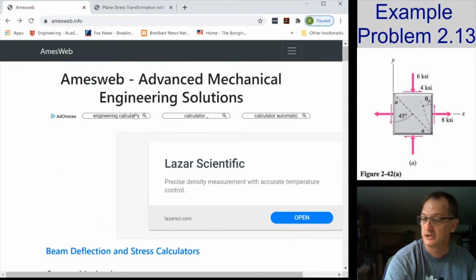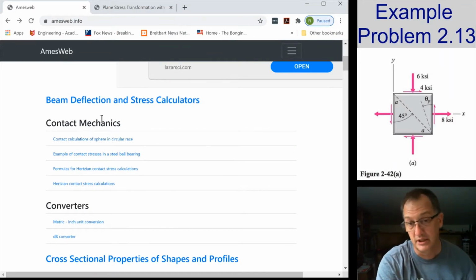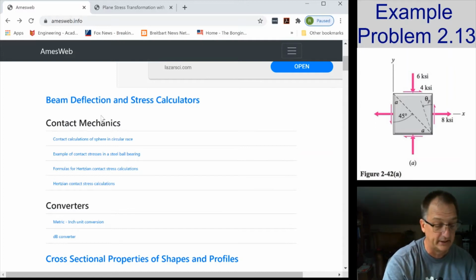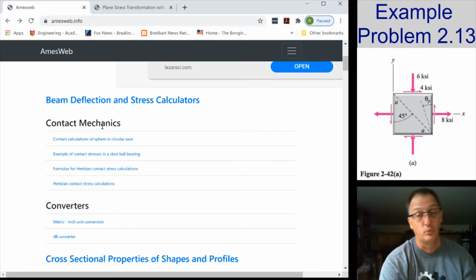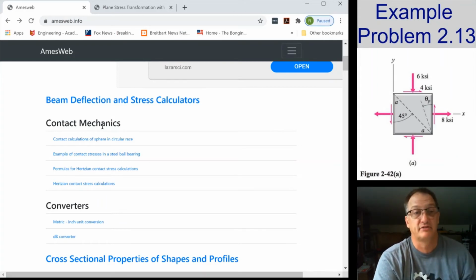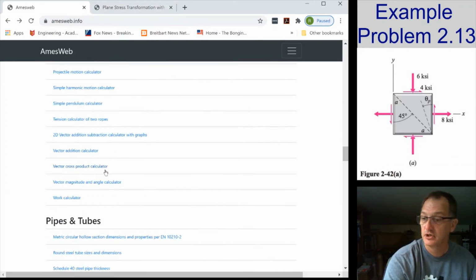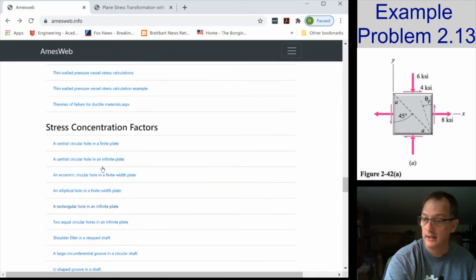Advanced Mechanical Engineering Solutions. We will visit this in 305, and we will visit this again in machine design, because they do some really good calculators. They're not rocket science. We did all of this stuff, but they've just put it into a JavaScript so that it runs anywhere. I'm going to scroll down and show you what they've got so you don't grab the wrong one and get confused.